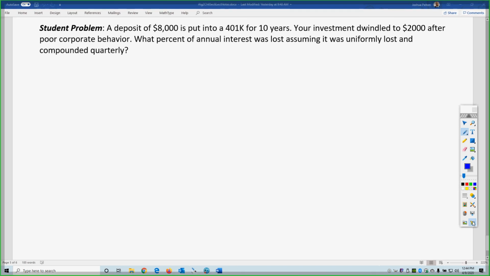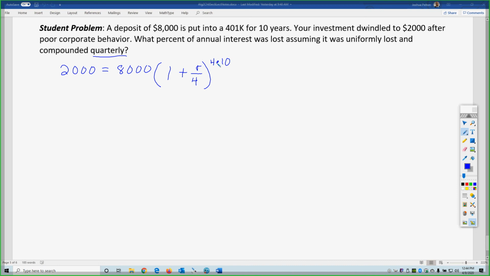Okay, so this is compounded quarterly, so we need to use the second formula, right? So this is the one we did on the previous page. 2,000 is the final amount we're going to have. We're going to start with the principal amount of 8,000, and 1 plus the rate over 4, since it's quarterly, to the 4t, which in this case t is 10 years. So we're going to put a 10 in for that, or you can simply put 40, right? Because it's quarters, 4 times 10 is 40.